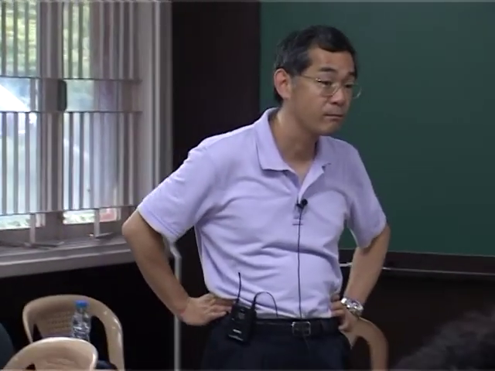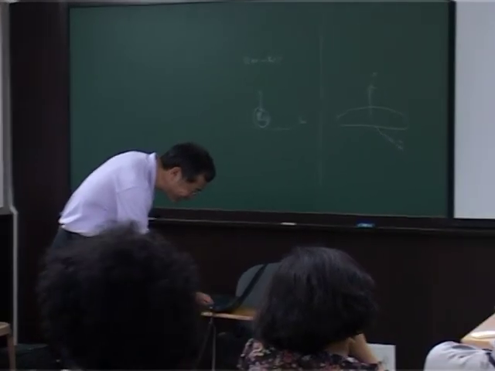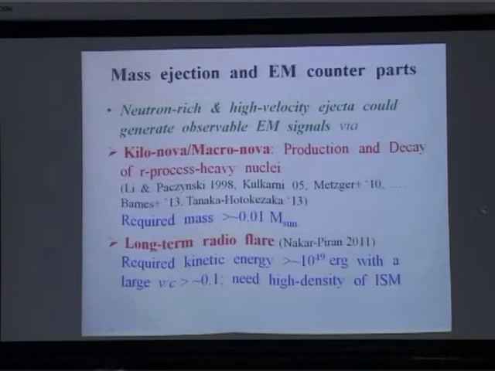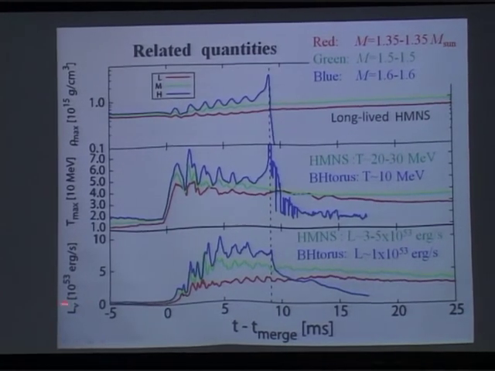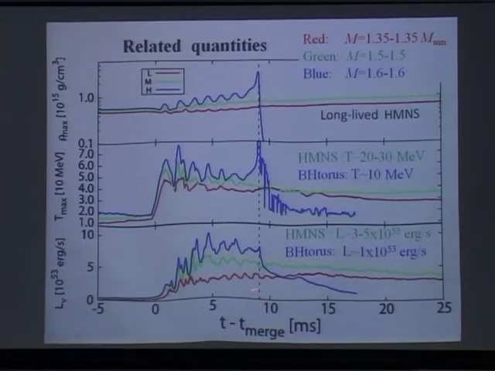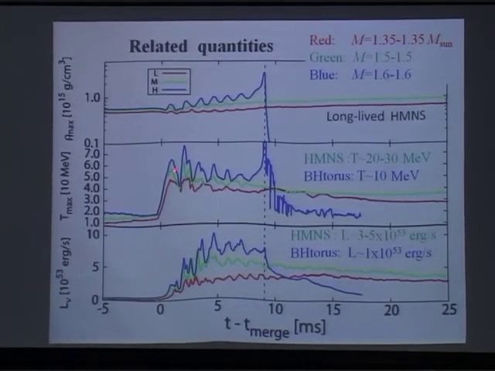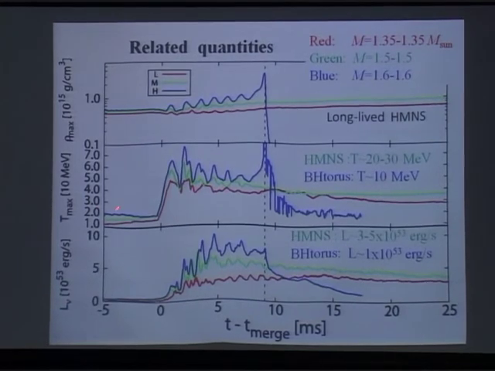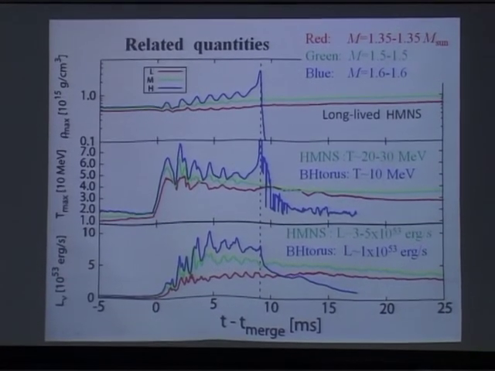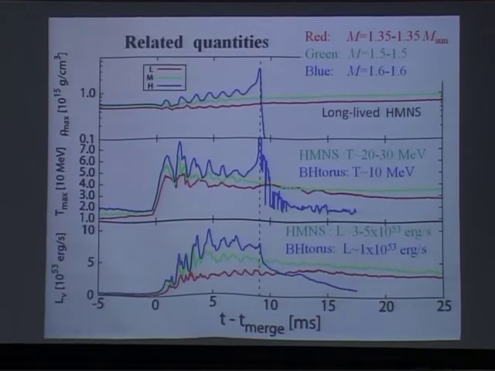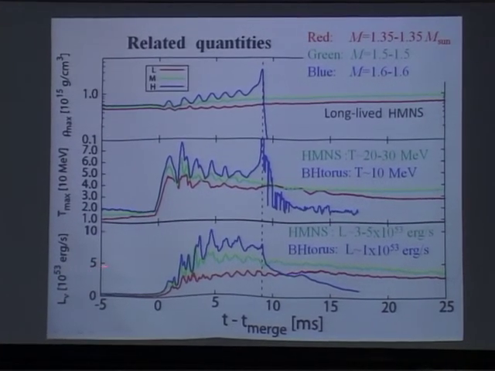You skipped a few slides on the neutrino luminosity. Can you show them? Oh yeah, thank you very much. This one is the neutrino luminosity as a function of time, and this is the time at the merger. This is temperature. Temperature increases drastically, so the maximum temperature becomes several 10 MeV or something like that. During this stage, luminosity is several times 10^53 ergs per second, so it is much higher than the luminosity in supernovae. And in the presence of the hypermassive neutron star, luminosity remains at this order.